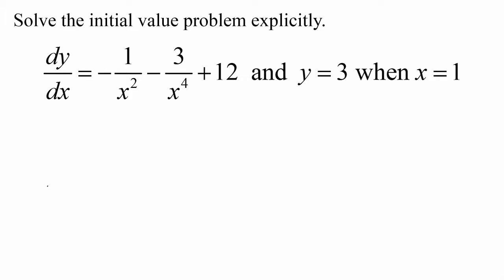Solve the initial value problem explicitly. We're given dy/dx equals negative 1 over x^2 minus 3 over x^4 plus 12, and y is equal to 3 when x is equal to 1.